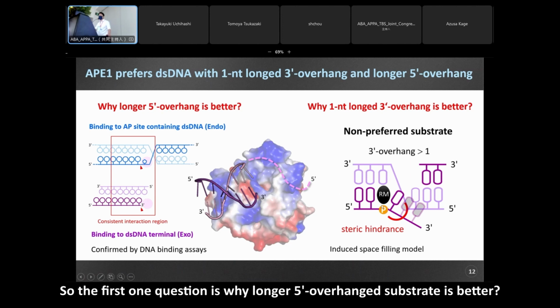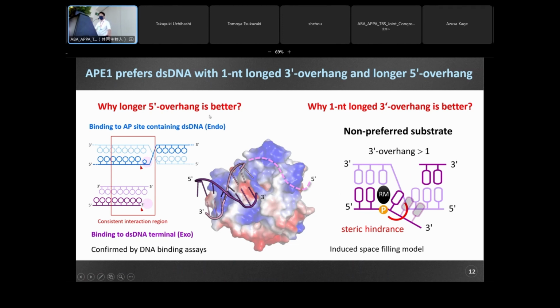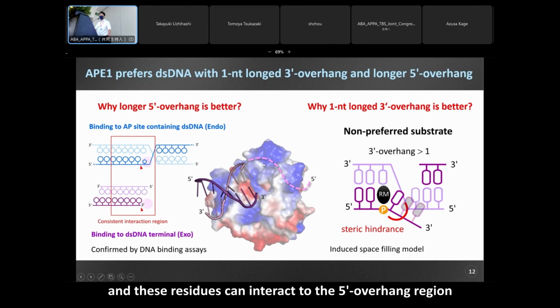So the first question is, why is a longer 5' overhang substrate better? As you can see here, here are a lot of arginine and lysine residues, and those residues can interact with the 5' overhang region and the flank region of the substrate DNA.